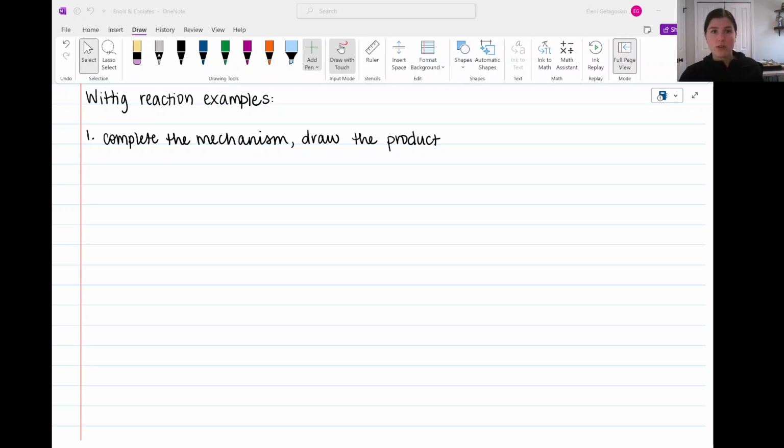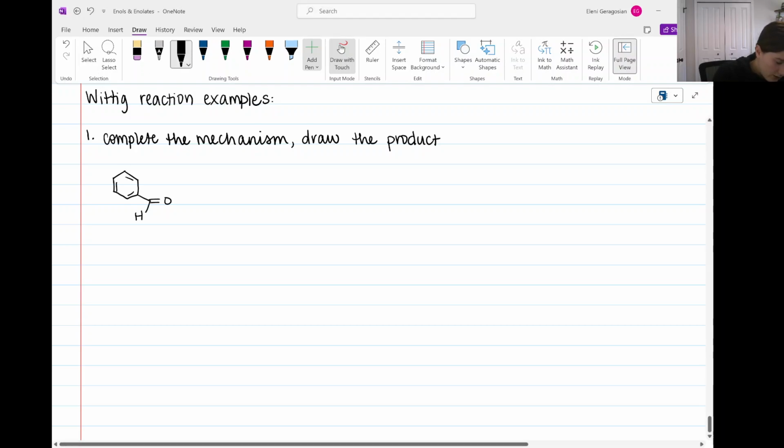In this video, we'll solve some problems related to the Wittig reaction. So our first example will be to complete a mechanism and draw the product for a Wittig reaction. We will start with benzaldehyde. So we have a benzene ring bonded to an aldehyde group. And then we will have an ester ylide, so an ylide with an ester group.